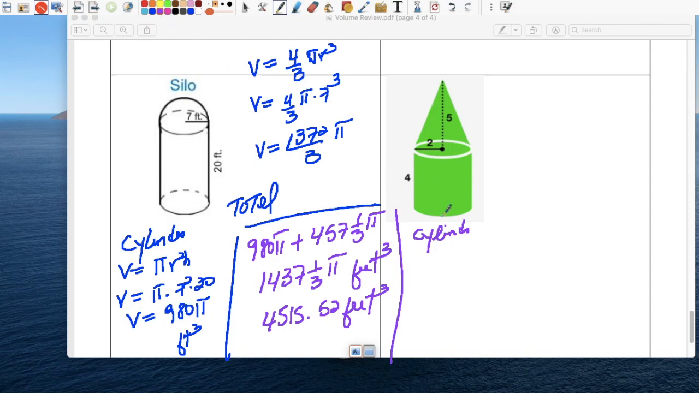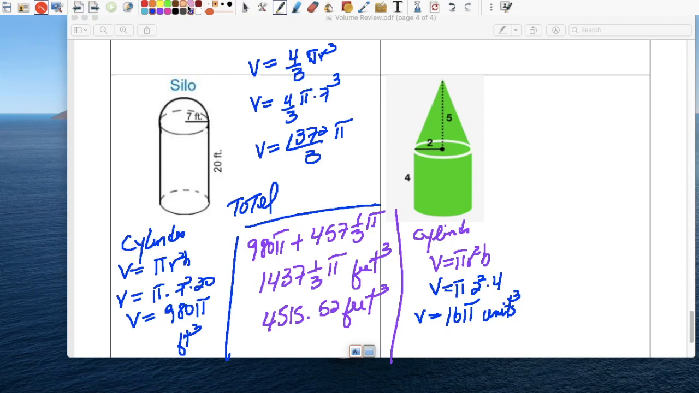Change colors. Cylinder, pi r squared h. The radius is 2, so to the second power, and the height is 4. So this is super easy. 2 squared is 4, times 4 is 16. So 16 pi. Let's leave it at that. There are no units, so it's units cubed.